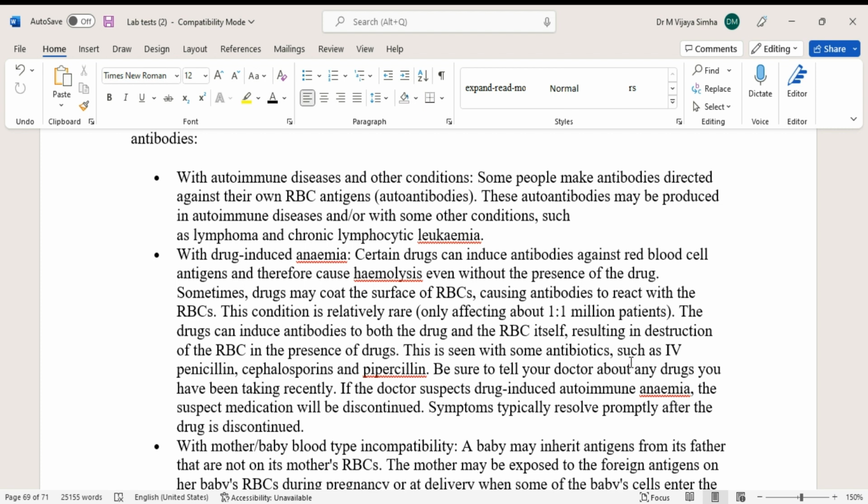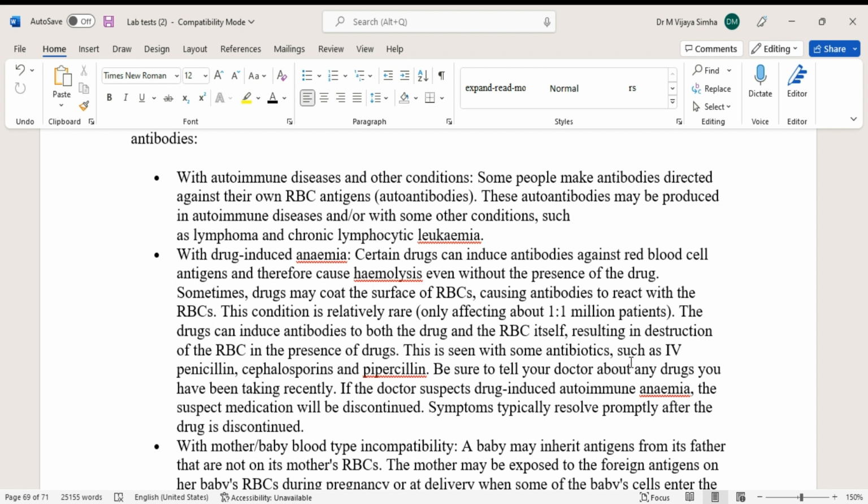and chronic lymphocytic leukemia. With a drug-induced anemia, certain drugs can induce antibodies against red blood cell antigens and therefore cause hemolysis, even without the presence of the drug. Sometimes a drug may coat the surface of RBCs, causing antibodies to react with the RBC. This condition is relatively rare.